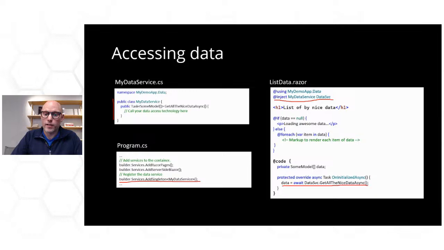The OnInitializedAsync will be called after initialization completes and all parameters are set, but before the page is rendered. So this is an excellent place to get data that is needed to render things. And then, of course, it's good to always check that we actually have some data.